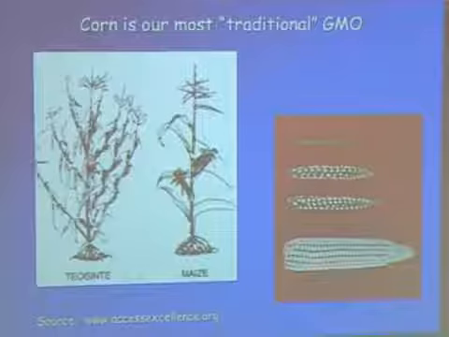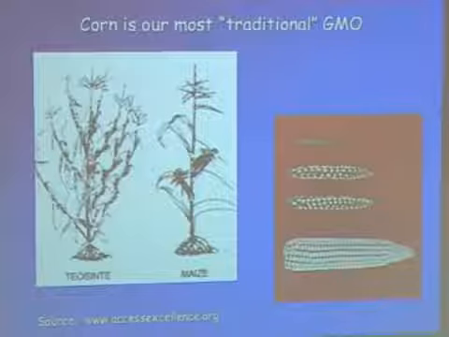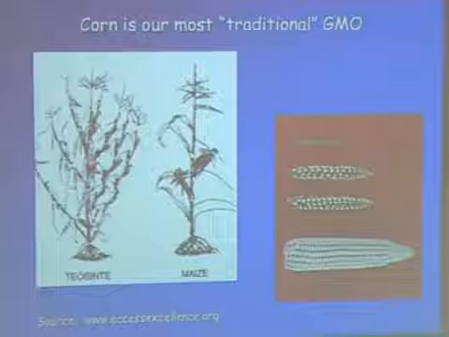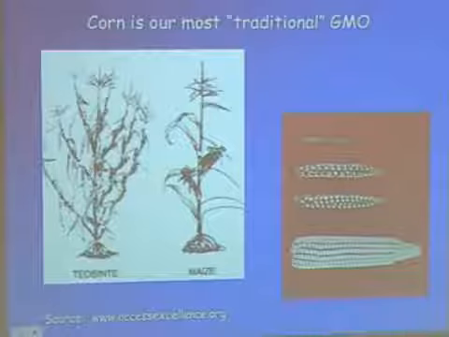Now, probably what you would consider our most traditional and most familiar GMO is, in this part of the world, wheat, and in other parts of the world, corn. I pick corn as an example very simply because its transformation from its wild state to our present cultivated varieties is so dramatic. So on the left is teosinte, the closest relative of maize. And this makes it look more like a corn plant than it usually does.